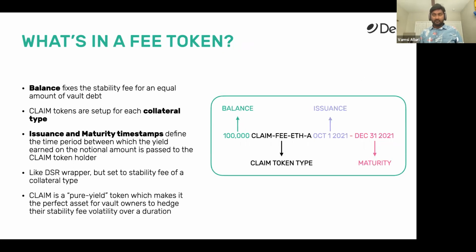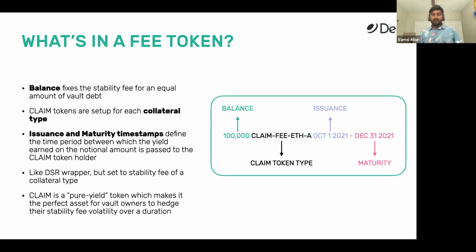What's in a fee token? So there's a couple characteristics. You have a balance, right? Think about it like this: let's say you enter into an agreement. It's hard to negotiate the terms up front, and usually they stay constant until the end. But here, by working with a balance, it's up to the vault owner. When they increase their debt, they can buy a few more claim fee tokens, right? To achieve the perfect hedge.